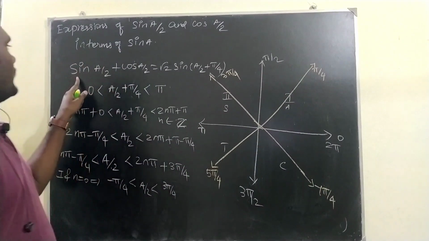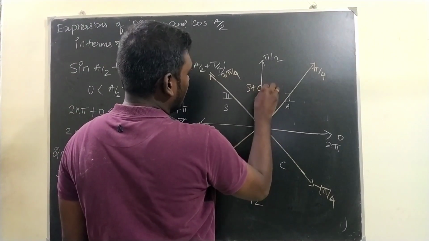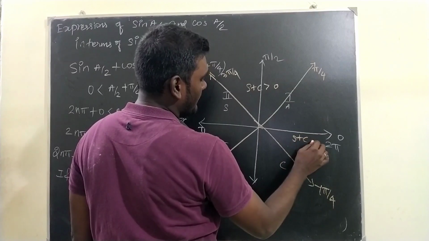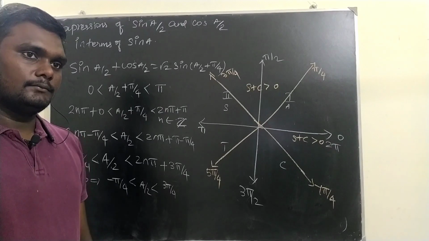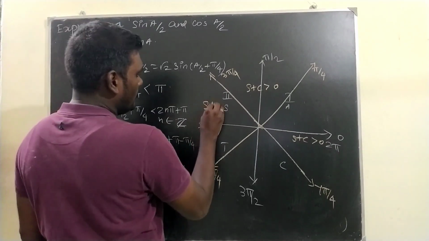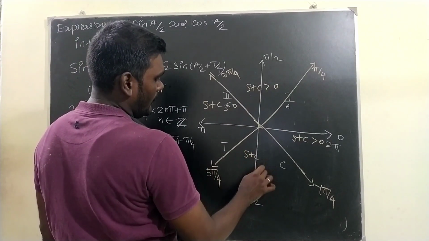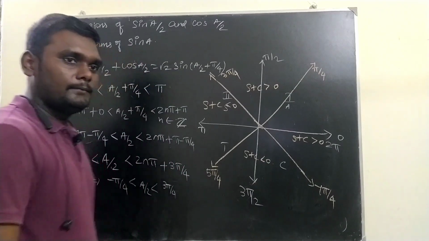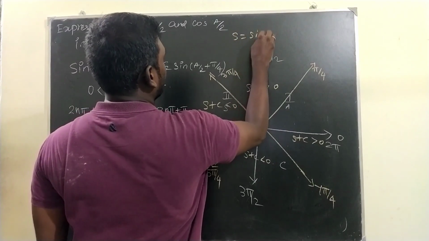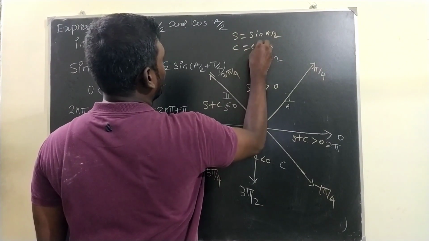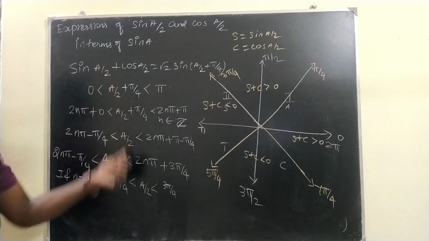Our s plus c is positive. Okay. So here s plus c is positive. Here also s plus c is positive. Then below this line it is negative. That is it. So s plus c is negative. Then here also s plus c is negative. Clear? What I mentioned here by s is sin A by 2, and c is cos A by 2. Okay. This is for positive.